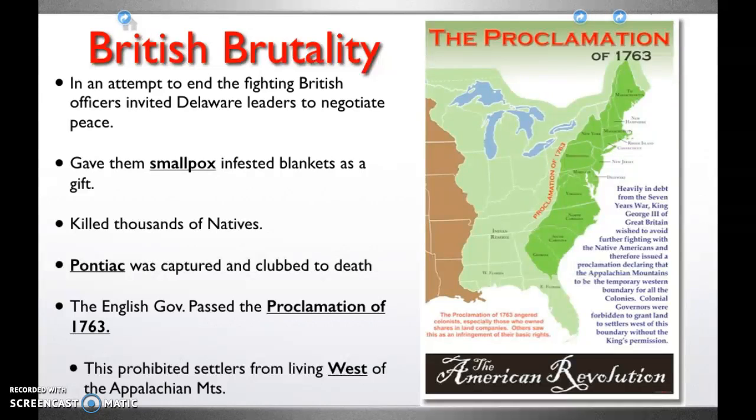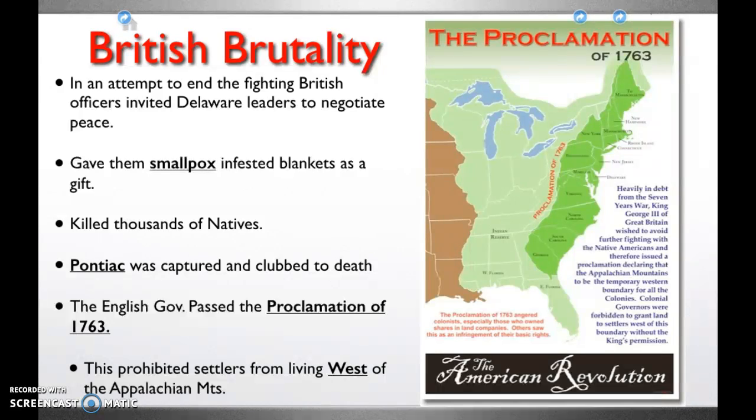But then the English turn around and pass something called the Proclamation of 1763. The king's reason for this was to simply keep peace. He was tired of fighting. They had just fought the entire French and Indian War. Now there was the possibility of more fighting with the Native Americans. And war's expensive. So he did not want any more fighting to go on.